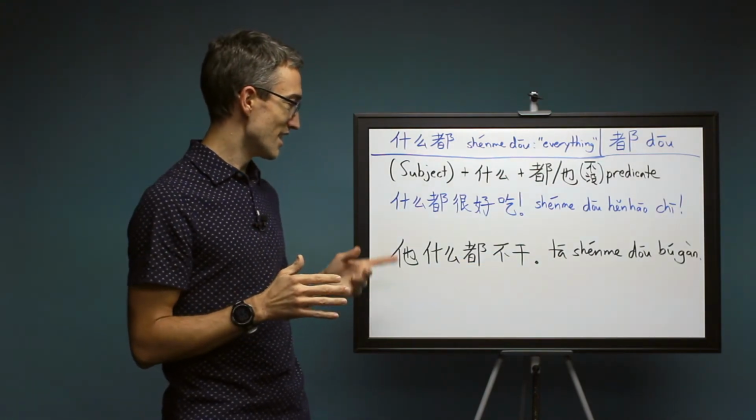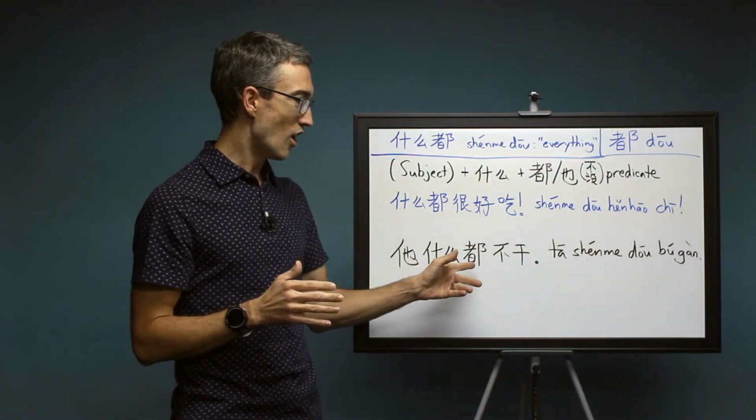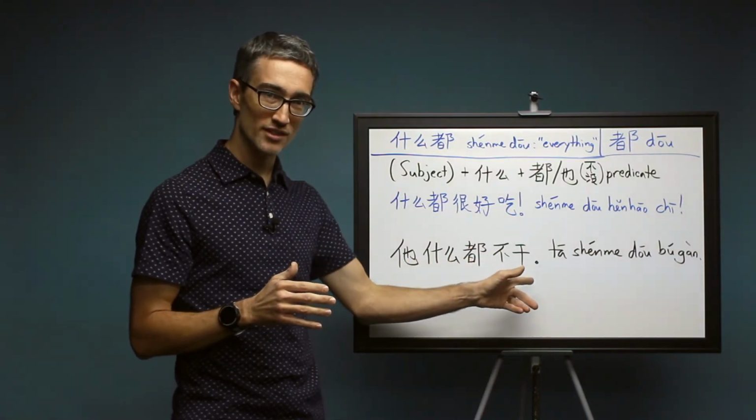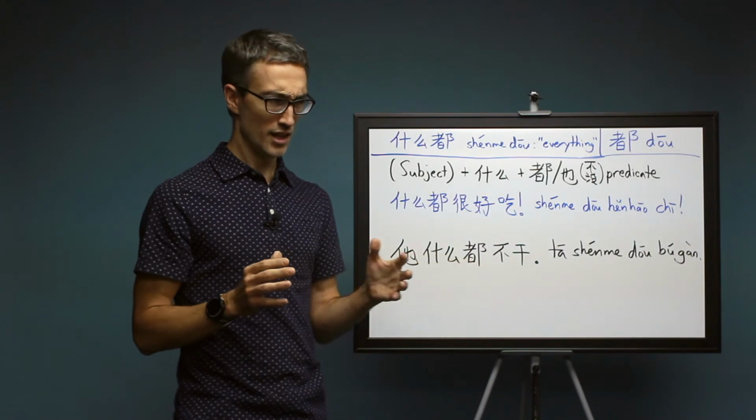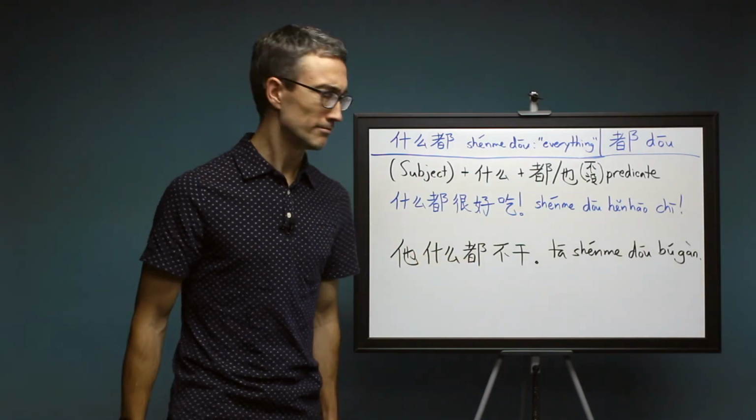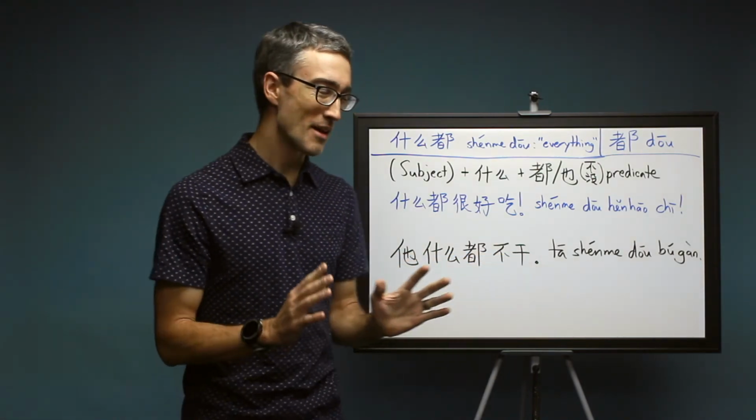He does not do anything. In Chinese is he, what, all, not do. He, what, all, not do. Okay. So hopefully that makes sense.